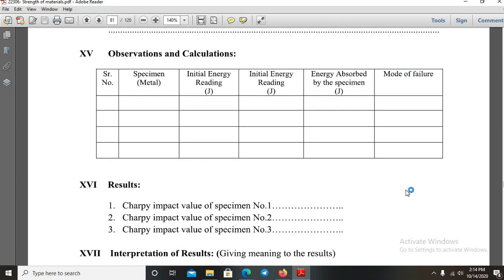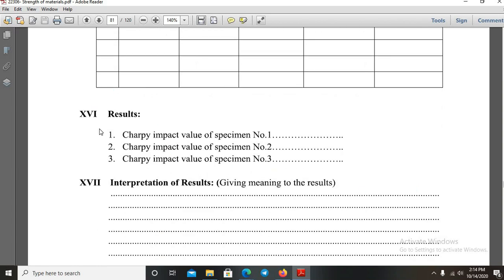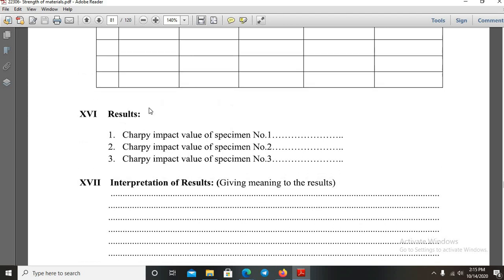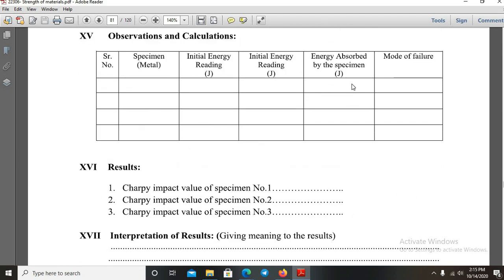Okay, so after that we have to go through the results. हे रिझल्ट म्हणून तुम्हाला लिहावं लागेल भाई, कोऱ्या कागदावरती लिहा. ओके, फर्स्ट in that result, charpy impact value of specimen number 1. The charpy impact value of specimen number 1, इथे जी व्हॅल्यू आली आपली energy absorbed by the specimen, that will be our value and that is 28 joules.